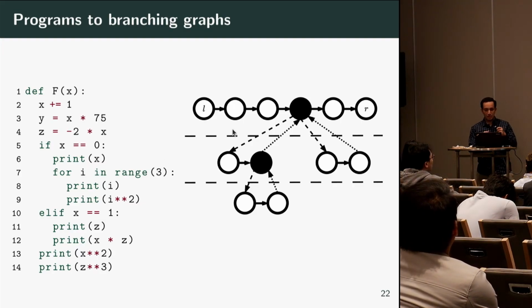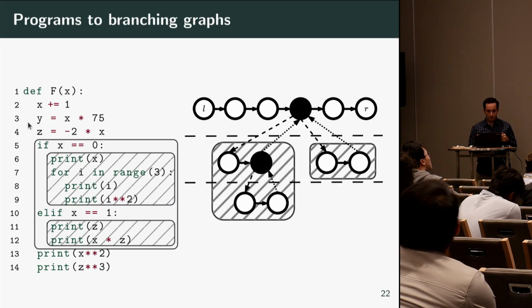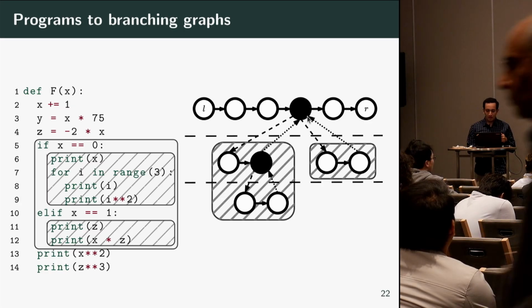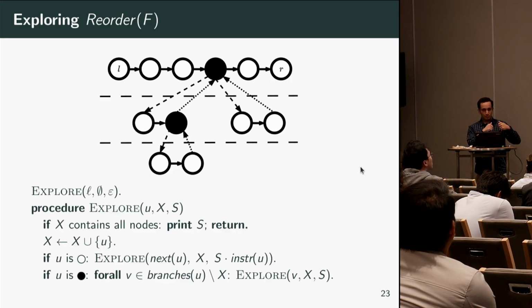And for branching points, we model them with these solid nodes. So for example, we have this f_elif. It's modeled by this node here, and its two branches are modeled by these two regions below it. Okay, so remember the bottleneck was the set of reorderings. Let's try to understand this set of reorderings by traversing this graph.